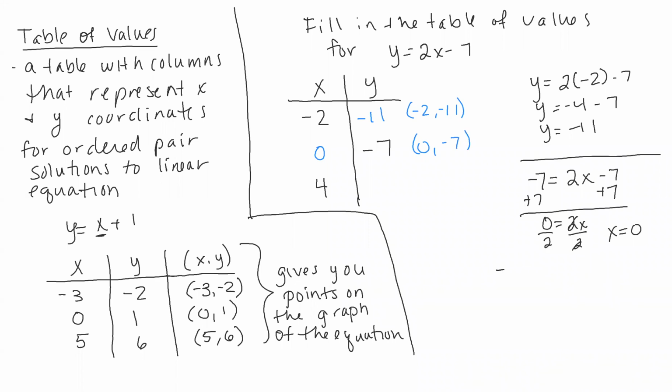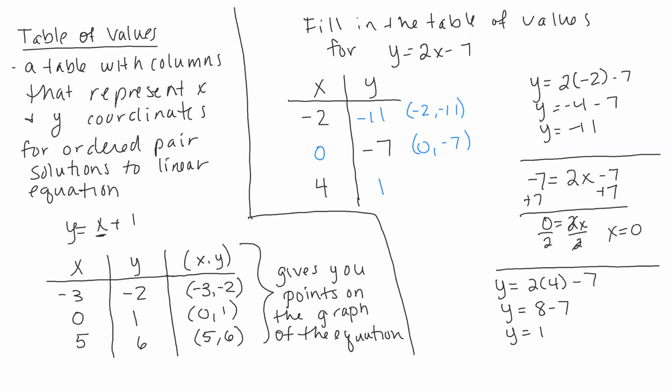All right, one more. In this case, we have x is equal to 4. So I get y equals 2 times x, which is 4, minus 7. Well, 2 times 4 is 8. So I get 8 minus 7, or y is equal to 1. So for this particular equation, y equals 2x minus 7.